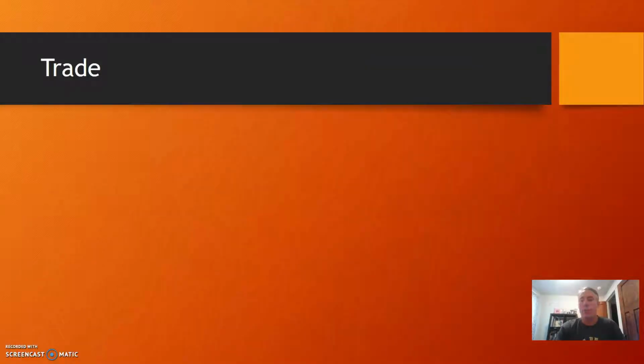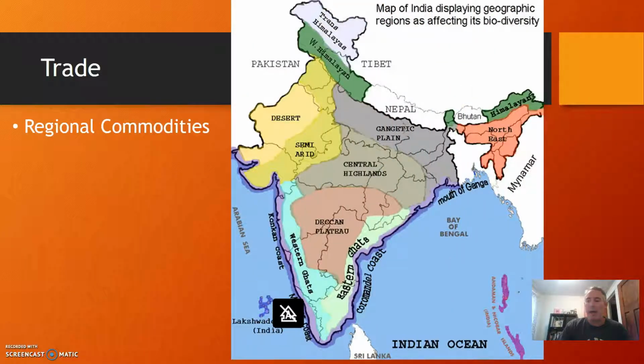And also larger populations lead to more jobs. It leads to more trade, specialization, things of that nature. In India, you have regional commodities. Most regions were agriculturally self-sufficient, meaning that they didn't really have to trade with other regions for things like wheat and grain. It allowed them to concentrate more on specialty goods.